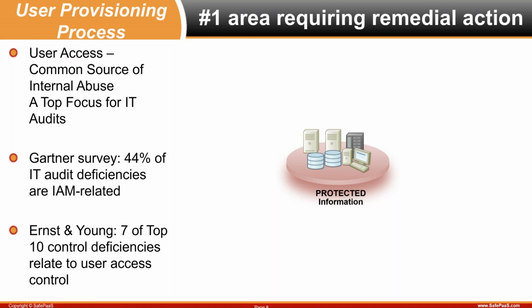When you look at the provisioning process, user access is the most common problem when it comes to IT audits. Look at the Gartner survey: 44% of IT audit deficiencies are access related. And Ernst & Young says 7 of the top 10 control deficiencies are related to user access. So once again, it's a very important area, because of the potential risk associated with giving people the wrong access. So how does this occur?